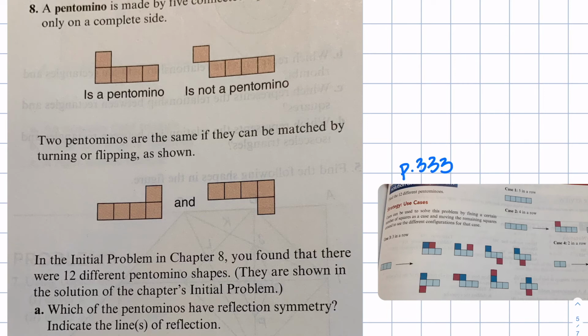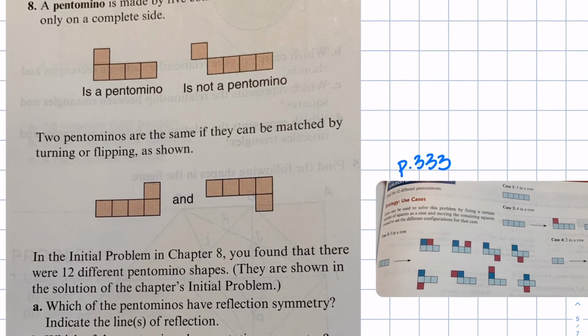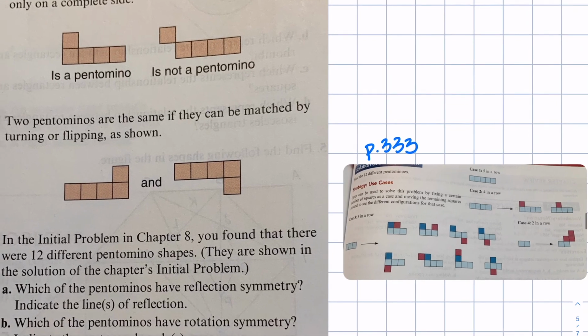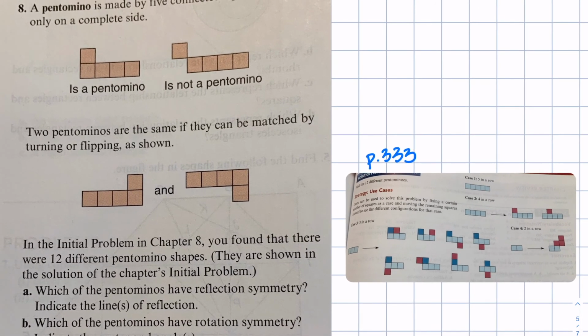Okay, so they say the initial problem in chapter 8, so at the very beginning of chapter 8, you should have found that there are 12 different pentamino shapes. So I just wanted to refer you to the answer, which is actually on page 333. They ask you to find all of the different pentaminos, and that's on page 333. You should see this solution. So mainly I wanted to point that out to you so that you could answer that homework question without hunting around too much.